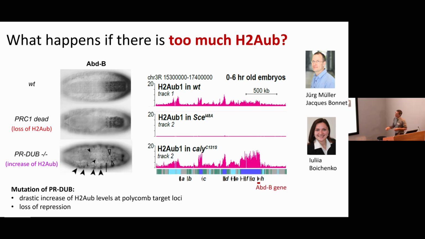However, if you get rid of this deubiquitination enzyme, this PRDUB, then suddenly the gene gets de-repressed and appears in other regions of the embryo where generally it should be silenced. So this is an inverse effect from what you would imagine, because you would think more ubiquitination gets more repression, but here, with more ubiquitination, we lose repression. We also see that this abdominal B gene is associated with huge levels of H2A ubiquitination. So what is the mechanism for this?